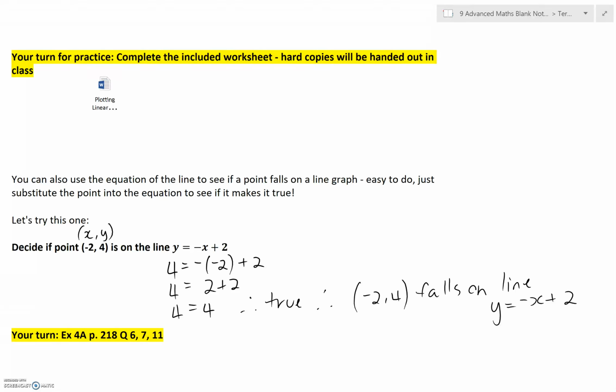So the only other thing we're going to do today is do a few questions on this. Questions 6, 7, and 11 is a little bit different but uses the same type of techniques, and it's a little bit more complex. And that's it for today's lesson, and we're going to move on with linear relations and more work with that after this. All right, see you in class.